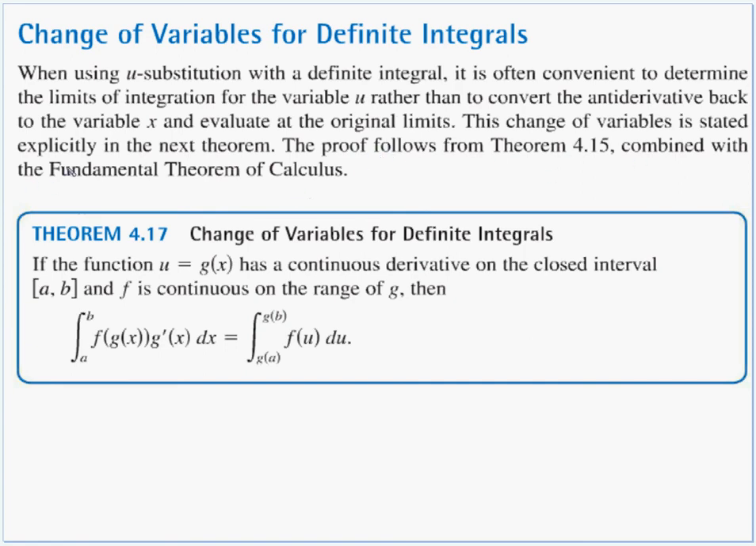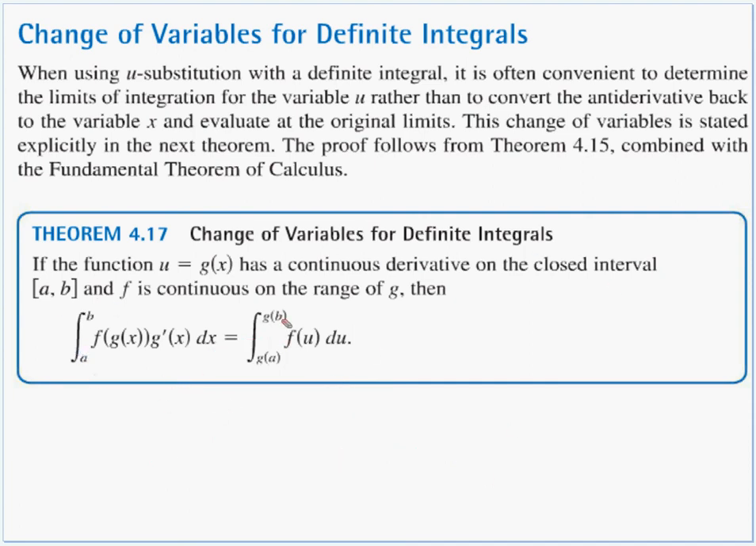And the examples we've done before this, it was always an indefinite integral. We let u equal some stuff, we anti-derived, and then we put that stuff back in for u. Of course, we can do a definite integral the exact same way, but sometimes it's easier to convert to u's and never convert back.